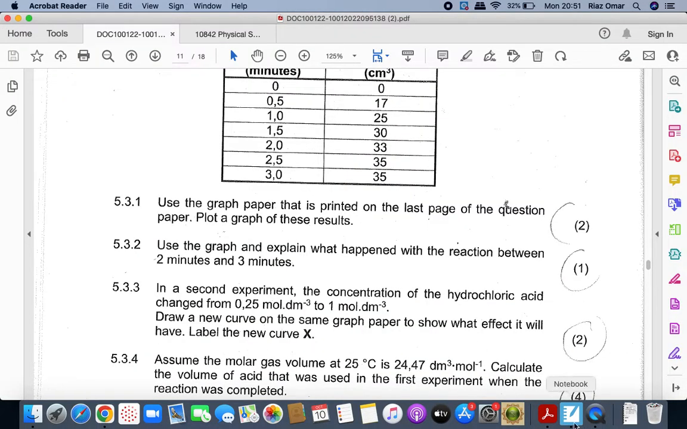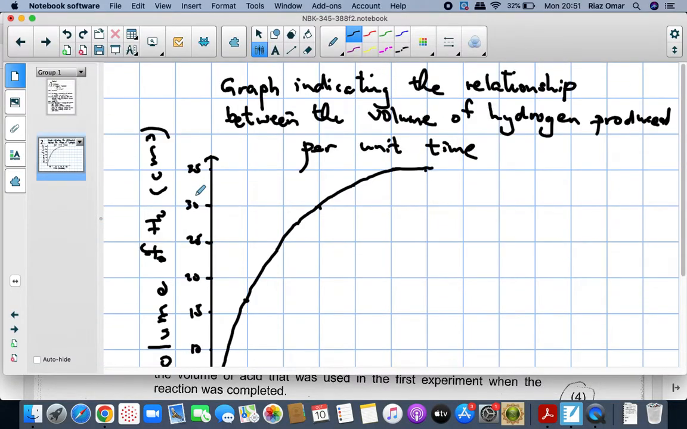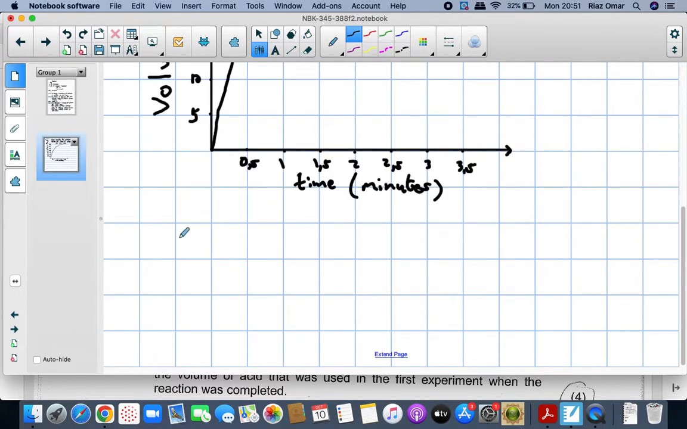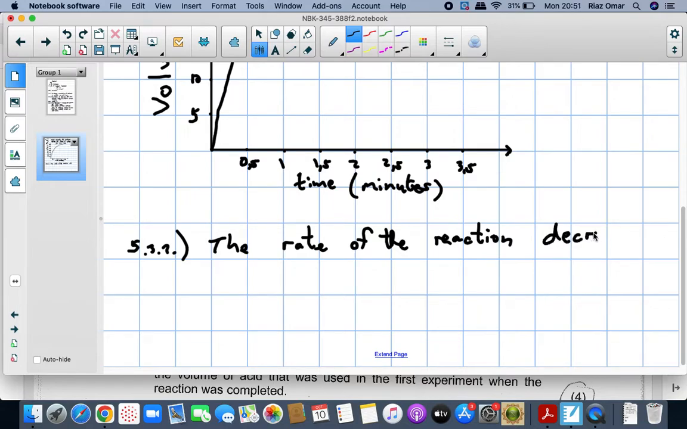5.3.1, 5.3.2. So this was 5.3.1. Let's just write it on top. 5.3.1. Going down. 5.3.2. The rate of the reaction decreased.